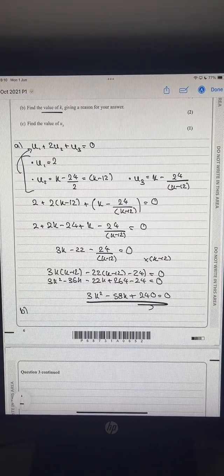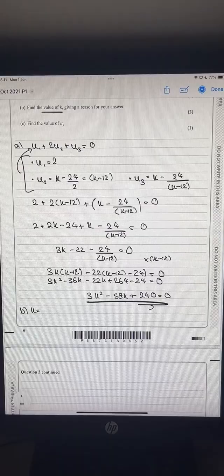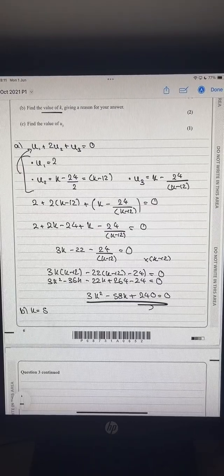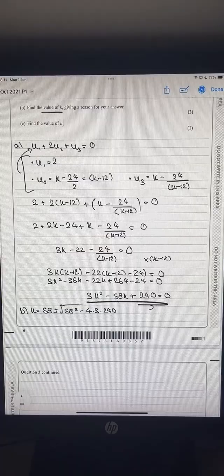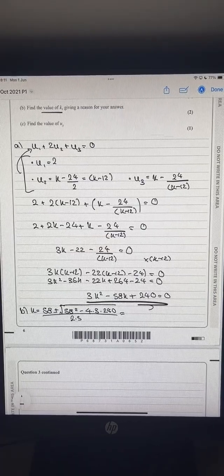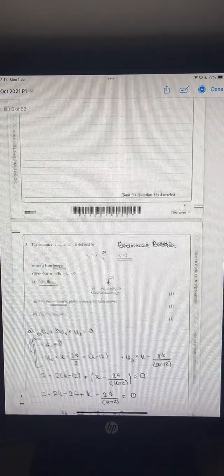Okay, so all I have to do is solve for k. I'm going to use the quadratic formula. So k equals 58 plus or minus the square root of 58 squared minus 4 times a, which is 3, times c, which is 240, divided by 2 times a, which is 2 times 3. And if I put that into my calculator, I get 40 over 3, and I get 6. Now, how do I know which answer to pick?